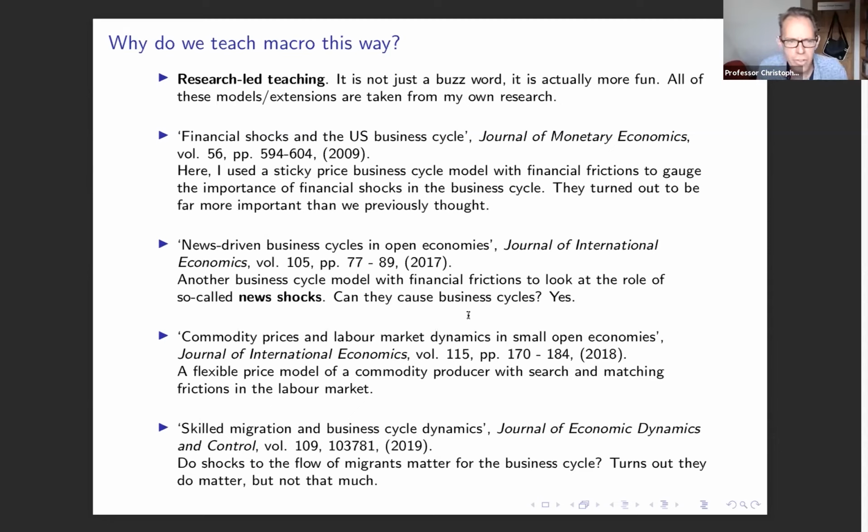So with this slide, what I'm trying to tell you is that the teaching we do is, for most of us, very much informed by the kind of research that we do, right? Our teaching allows us to talk about our research to the next generation of young researchers. And that's why we do these things.